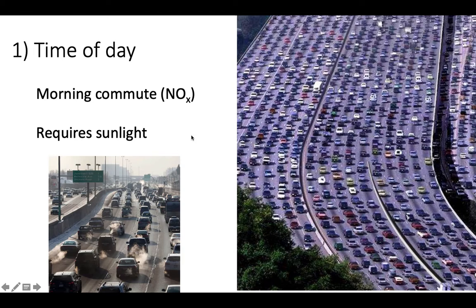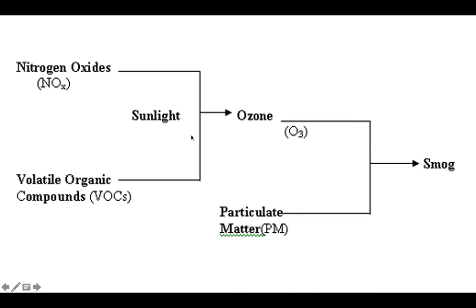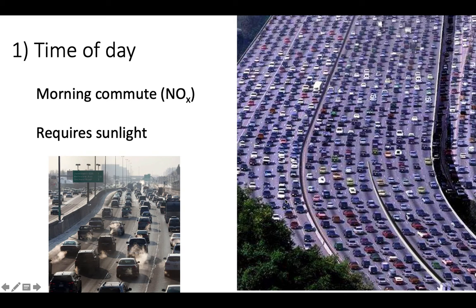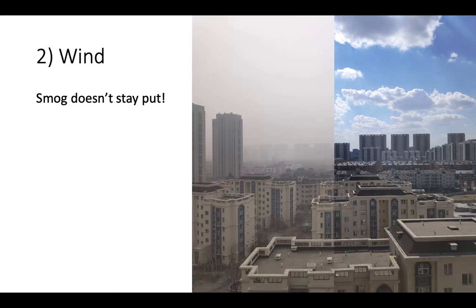But additionally, time of day is going to impact the amount of sunlight that is present, required for ozone to form. So we're going to see that NOx is released earlier in the morning when all of these cars are commuting to work, and then later in the day, ozone will start to increase as the sunlight becomes stronger around 1 or 2 p.m. And we'll look at a graph of this in class.